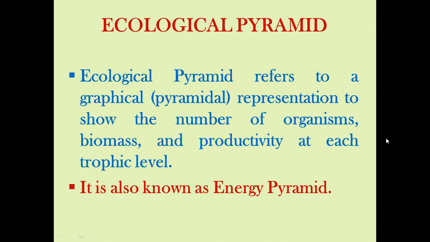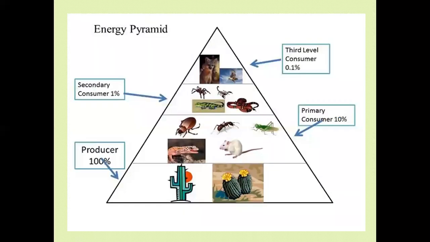Let us now try to understand what is an ecological pyramid. Ecological pyramid is a graphical representation which shows the number of organisms, biomass, and productivity at each trophic level. So, it is also known as an energy pyramid. From an ecological pyramid, it will be easy for us to understand how the energy flows from one trophic level to the other. Now, this is an example of an energy pyramid or an ecological pyramid.